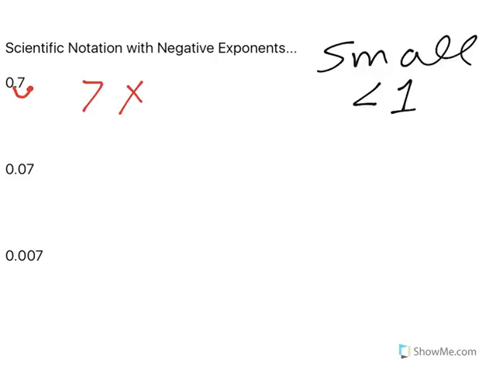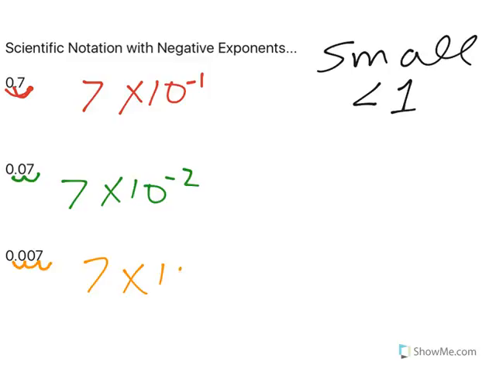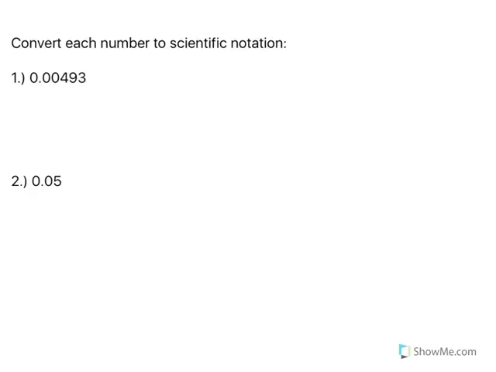So this would be 7 times 10. I moved the decimal one place. Small number means negative exponent. In the second one, I had to move the decimal 2 places, so we would have a -2. And in the third one, we moved it 3 places, so we would have a -3. So notice, if your number is less than 1 in standard form, you are going to have a negative exponent when you go to scientific notation.